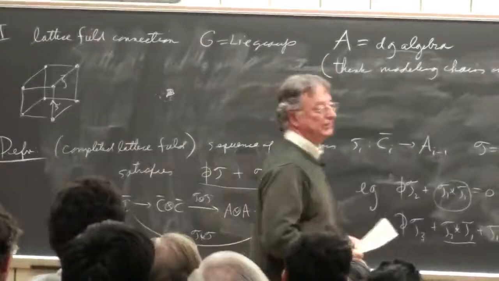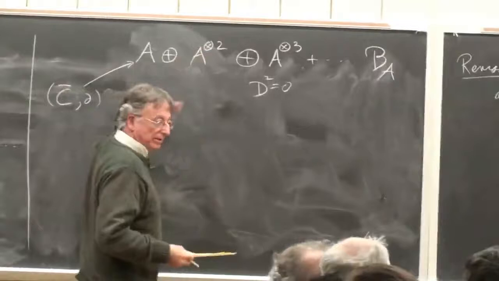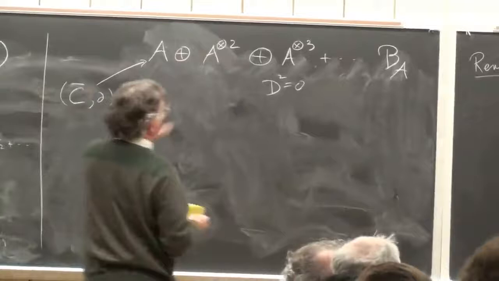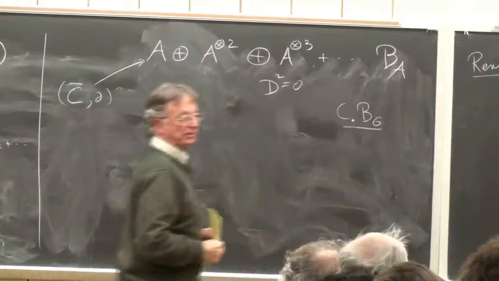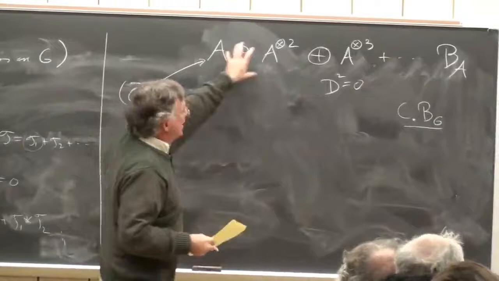That's the statement. So the meaning of that equation is it's just natural, and it feeds into this. Now if you apply it, if A were the chains on the Lie group, this is a chain model for the chains on the classifying space of the Lie group. And then this map, this is the chains on the space. This is the chain model for the classifying map of the bundle.